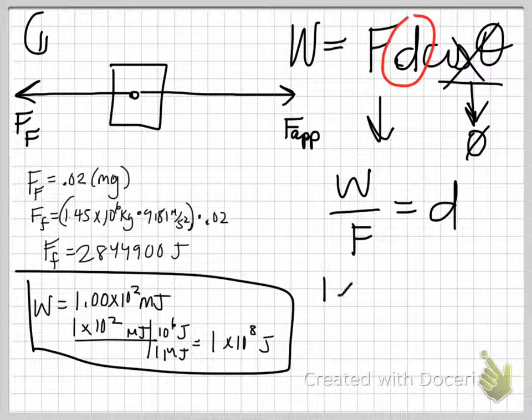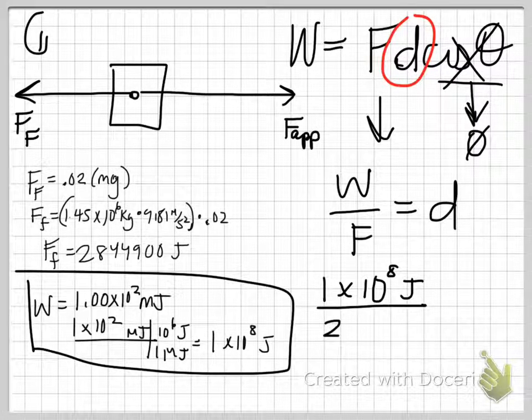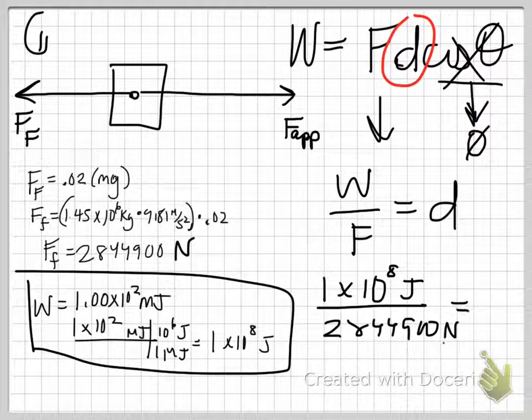Work, 1 times 10 to the 8th joules, divided by my 2844900. Oh, gosh, I put that in joules. Newtons. That gives you the distance. Can you get that number now? So many of you used the mass, not the weight. How many of you also forgot to convert your megajoules to joules? I just forgot the size of megajoules.